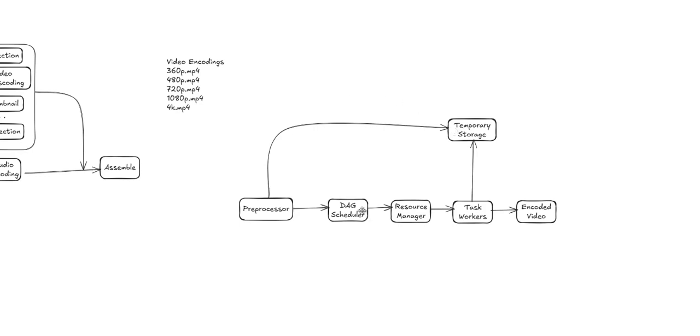Now, next comes the DAG scheduler. Its job is to walk through the dependency graph and ask, what task is ready to run now? Which task depends on others? Which tasks can run in parallel? For example, 1080p encoding can start only after inspection. Thumbnail extraction may need keyframe info. Audio encoding can run immediately if audio is extracted.